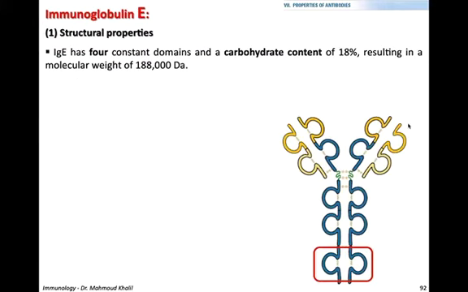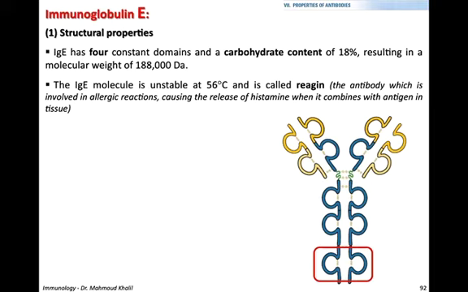So let's talk about the structural properties of IgE. IgE as well has, as you can see highlighted, an additional constant domain, and the carbohydrate content is around 18%, which increases its molecular weight to almost 200,000 Dalton. IgE is very peculiar in being unstable at around 56 degrees centigrade. It's called reagin because this antibody is very sensitive and involved in allergic reactions, and it causes the release of histamine when it attaches to the antigen in tissue.